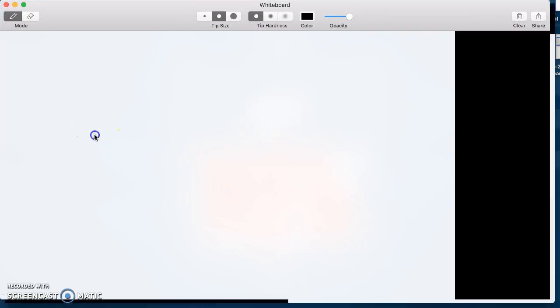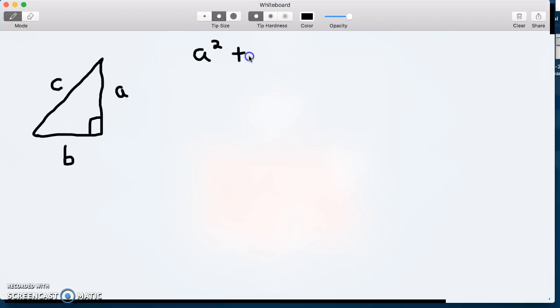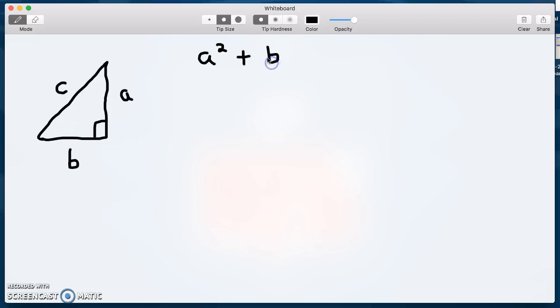Okay, so the idea of the Pythagorean theorem is that you see this small side right here, we're going to name it A. This other small side we're going to name B. And this big side we're going to name C. And the idea of the Pythagorean theorem is if I take A, square it, and then add it to B squared, then that sum will equal C squared. And this is the Pythagorean theorem.